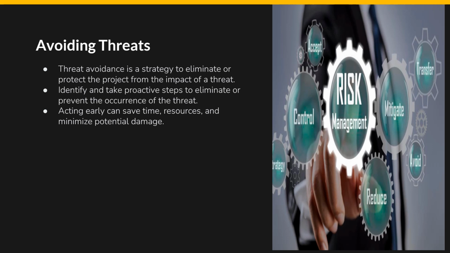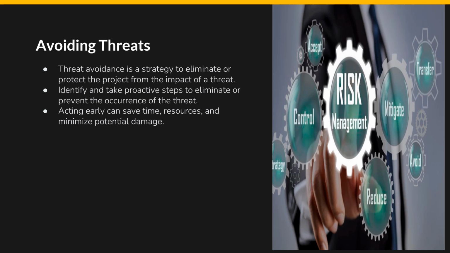Switching suppliers. In a manufacturing project, the team identifies a risk related to unreliable suppliers that could cause delays or disruptions in the supply chain. To avoid this risk, the project manager decides to switch to more reliable suppliers with a proven track record of timely deliveries. This proactive action eliminates the risk of supplier-related delays and ensures a smoother production process.